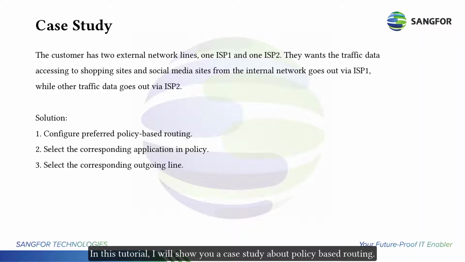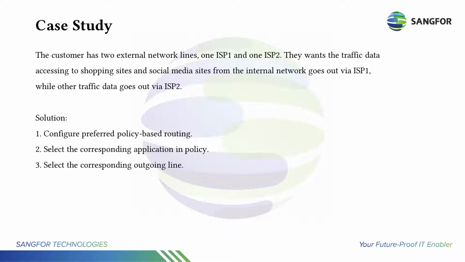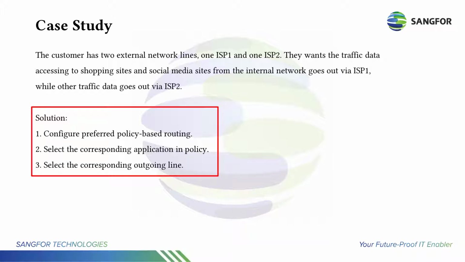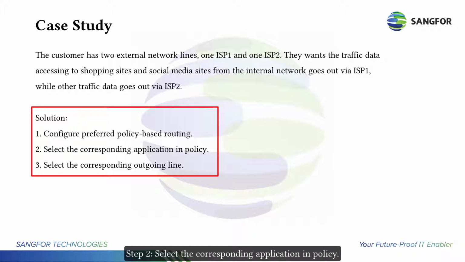In this tutorial, I will show you a case study about policy-based routing. The customer has two external network lines, one ISP1 and one ISP2. They want the traffic accessing shopping sites and social media sites from the internal network to go out via ISP1, while other traffic goes out via ISP2. Based on the described scenario, we can: Step 1. Configure preferred policy-based routing. Step 2. Select the corresponding application in the policy. Step 3. Select the corresponding outgoing line.